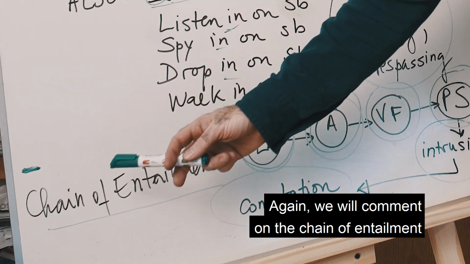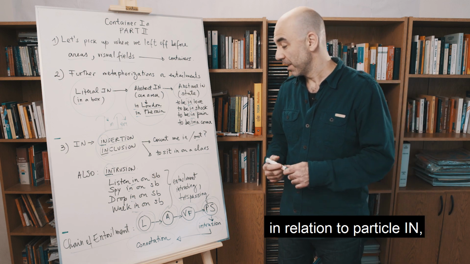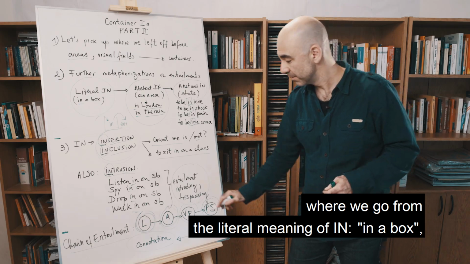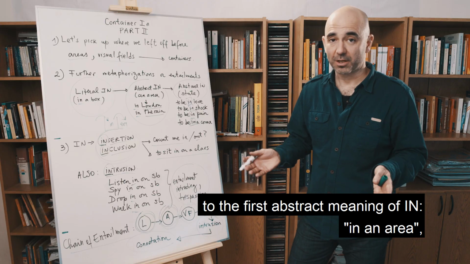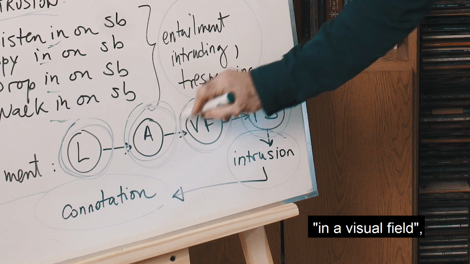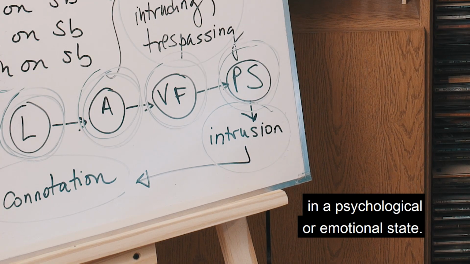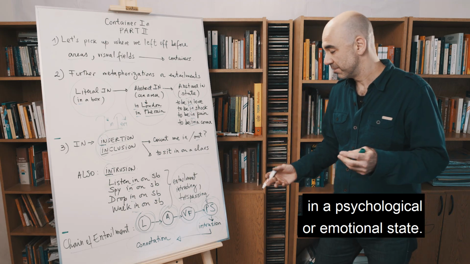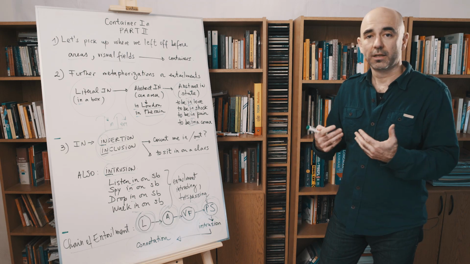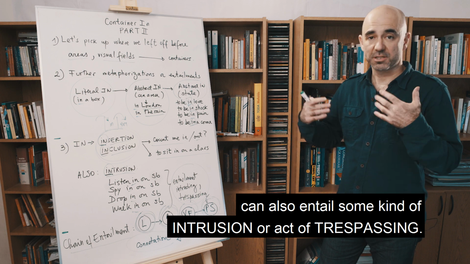Again, we will comment on the chain of entailment in relation to particle in, where we go from the literal meaning of in a box, to the first abstract meaning of in an area, in a visual field, to the more abstract meaning of in a psychological or emotional state. Last but not least, I would like to again highlight the fact that in can also entail some kind of intrusion or act of trespassing.